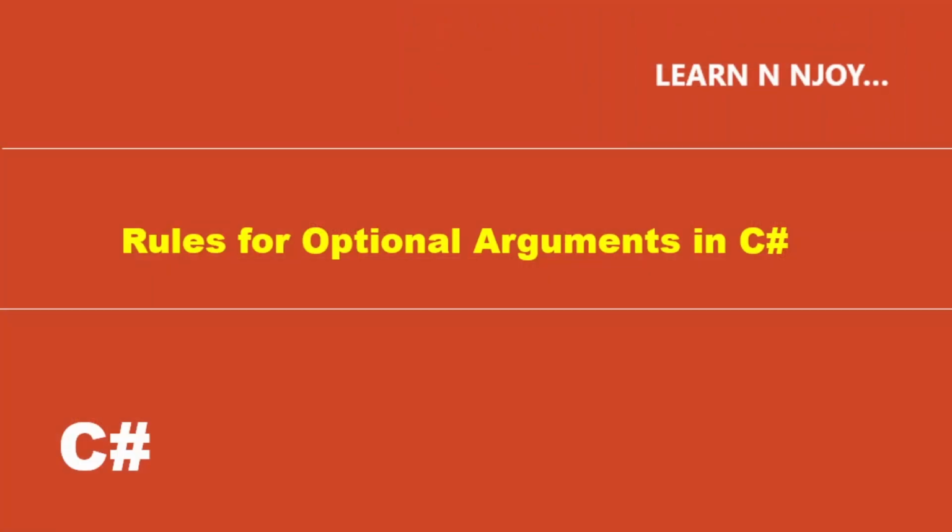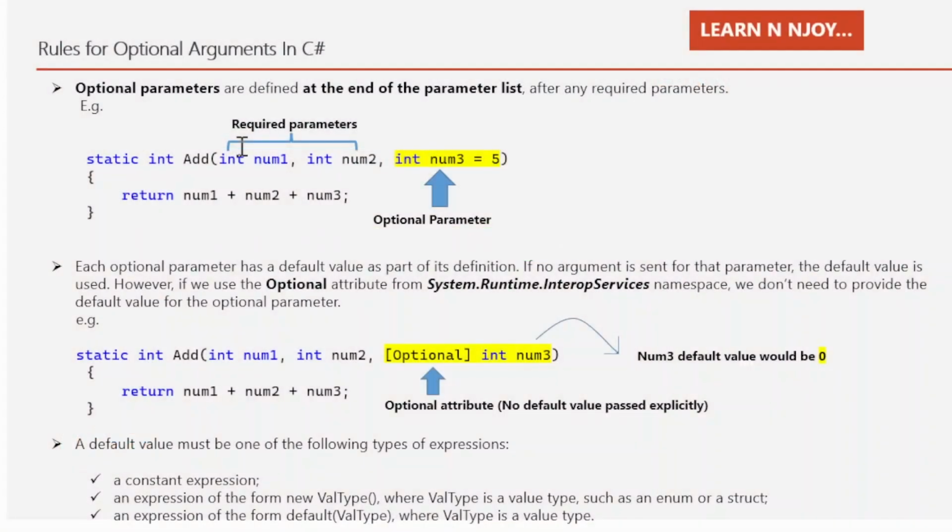Rules for optional arguments in C#. Here we are going to discuss the rules associated with optional arguments. Number 1: optional parameters are defined at the end of the parameter list, after any required parameters. If you see this add method, I have written num1 and num2 as required parameters at the first and second positions.